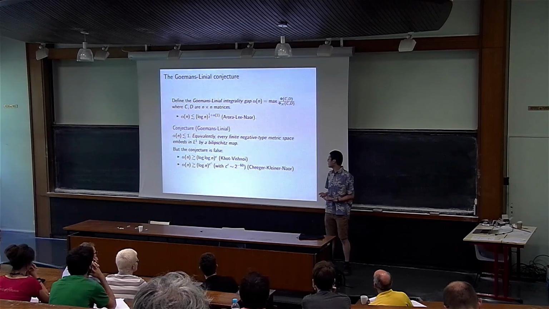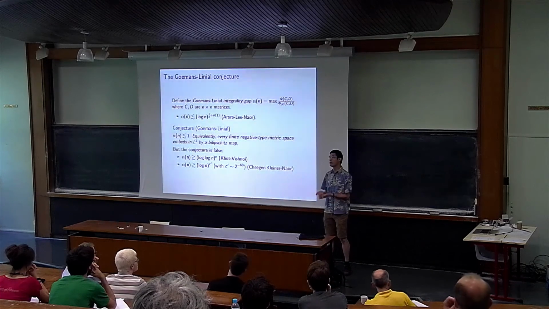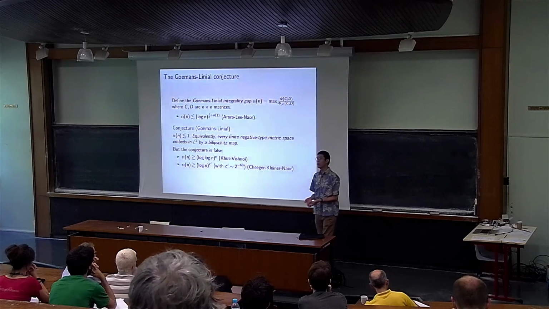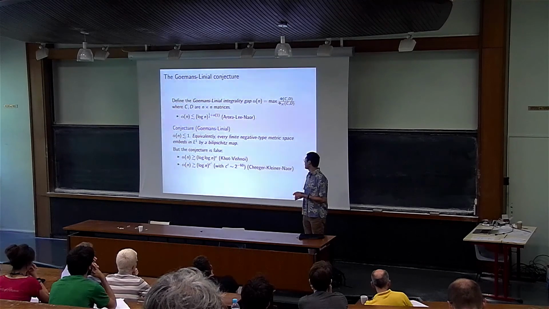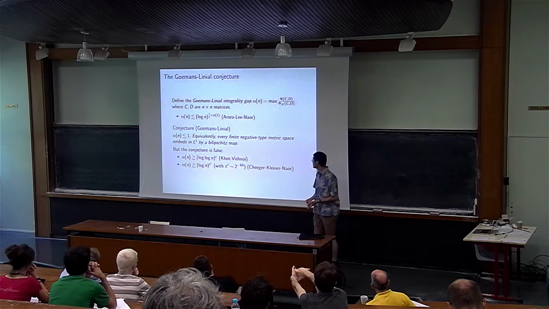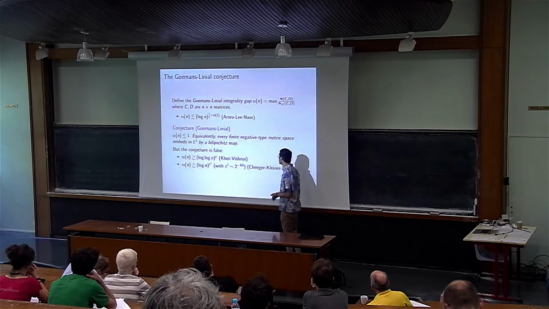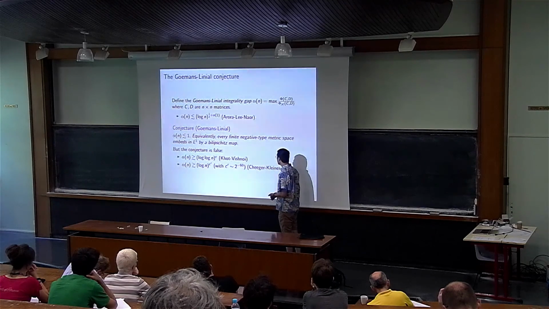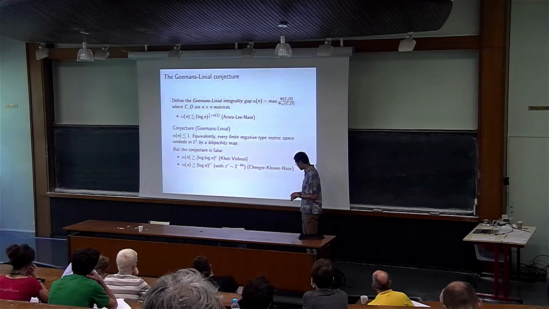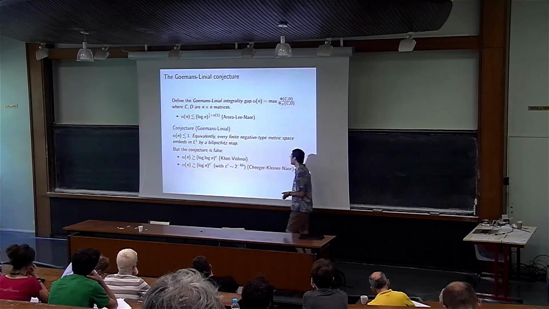And what their construction did was they showed that, like I said, the Heisenberg group is bi-Lipschitz equivalent to a negative type metric space. And so if you take an n-point subset of the Heisenberg group, that is a negative type metric space, and they showed that you can find an n-point subset of the Heisenberg group where the distortion of embedding that n-point subset in L1 is at least log n to some power.